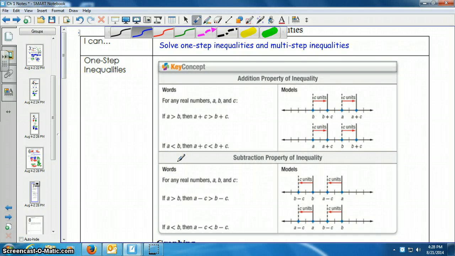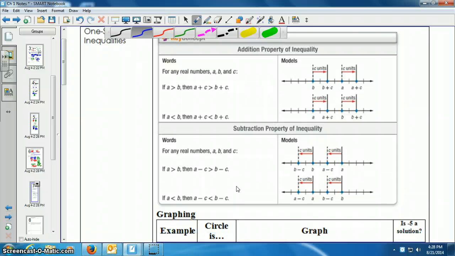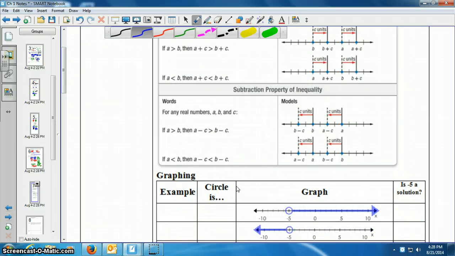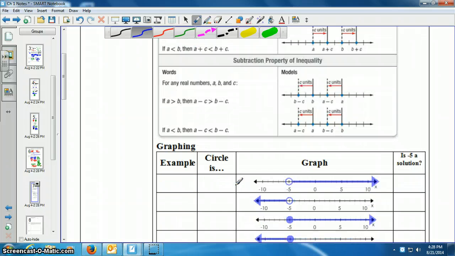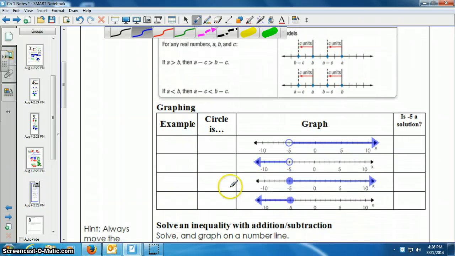Alright, so we're going to talk next about solving inequalities, one-step and multi-step. And this all kind of looks crazy looking, but it's really just stating the addition property and the subtraction property, which you've seen before, of adding something to both sides and subtracting something from both sides, just basically solving. So once we look at a couple of examples, it'll seem somewhat familiar to you.